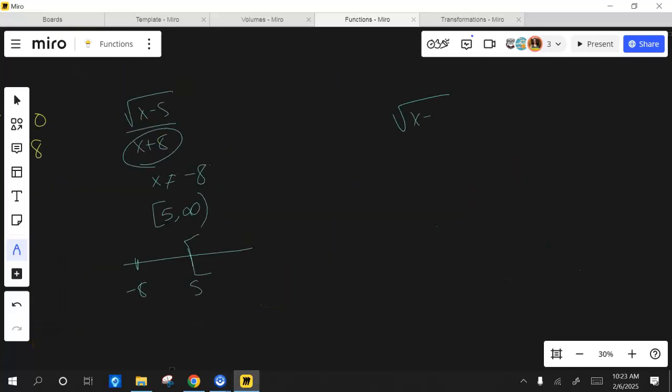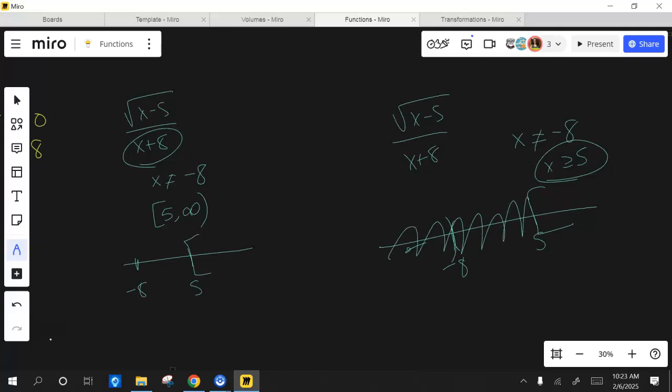What if I had square root of x minus 5 over x plus 8? And I said, okay, I'm going to do the bottom first. x can't be negative 8. And I come over here and I leave negative 8 out. And then I go, okay, x has got to be greater than or equal to 5. This one kind of trumps that other one, because if this is 5 and I have to leave it out, well, if I have to leave it out for this one, then none of these apply anyway, and it's a moot point. It doesn't matter.